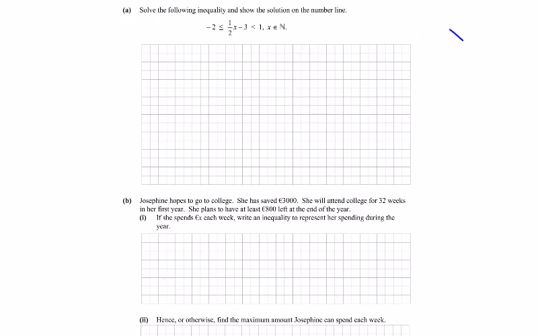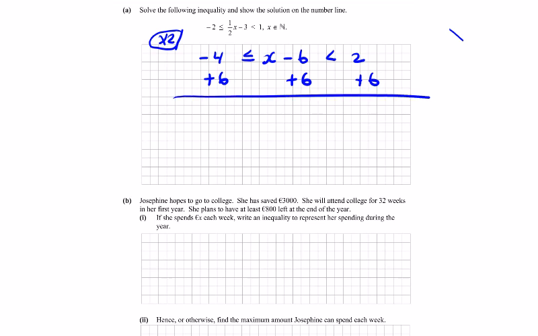Notice anything about this question? It's very similar to before. We just have a fraction in it, so I'm going to multiply by 2 to get rid of the fraction. Minus 4 less than or equal to x minus 6. Be careful to multiply everything by 2, less than 2. Then I'm going to add 6. It might be handy to just write plus 6 underneath them all. Draw your line maybe if that helps. So I'm going to get 2 less than or equal to x less than 8.